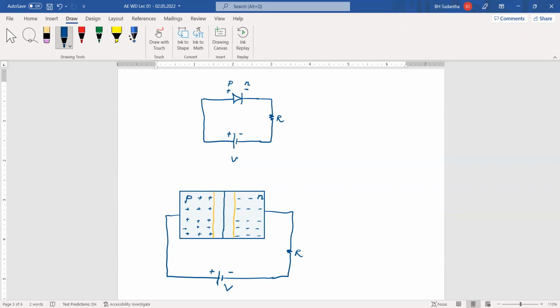Okay. Then what will happen? Here we have positive charges, from the positive side of the battery. Here we have negative charges. Because of these negative charges and those negative charges, what do you think? Do they like to join? No, they don't like to.